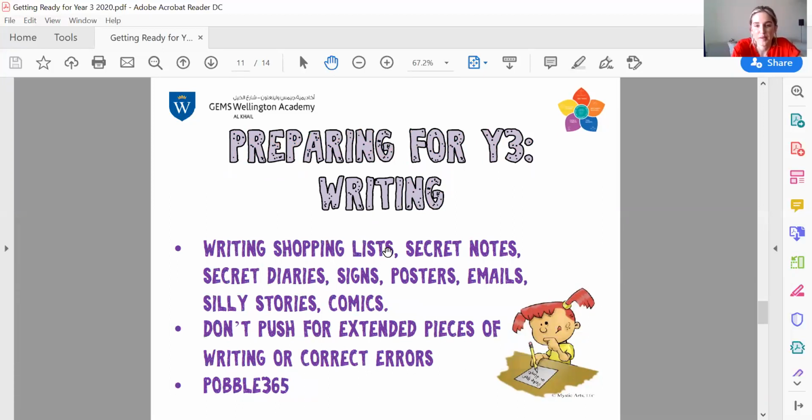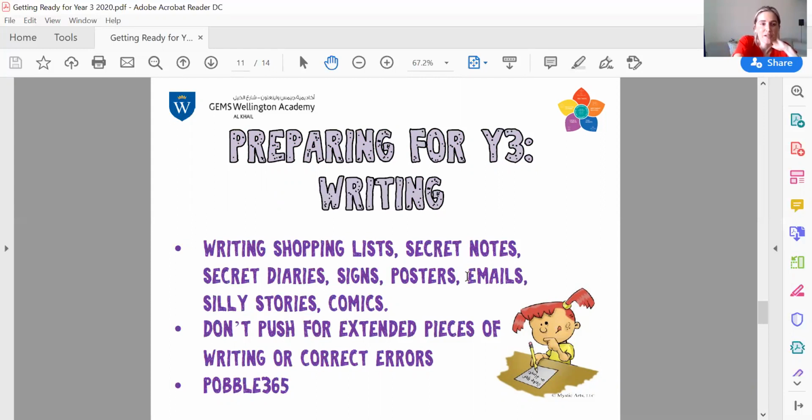So it's things like shopping lists, like writing secret notes to each other. You could leave a note in the bedroom, and then they could leave a note for you in the kitchen or in the lounge or something. It's a way of making it a bit more exciting. So it's not like, right, let's sit down and do some writing. I've got secret diaries, signs, posters. One of my friends did this thing with her daughter last week where they created a music festival in their house, and they created signs and posters and persuasive things and tickets for this music festival. And she showed me all the pictures. It was really lovely. And again, they don't know that they're writing.